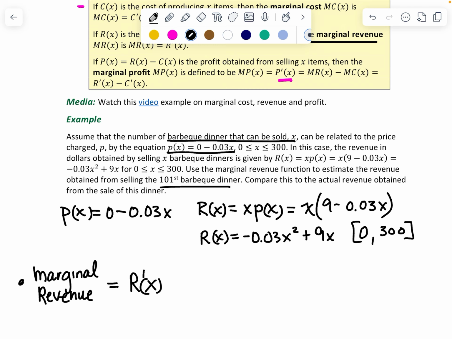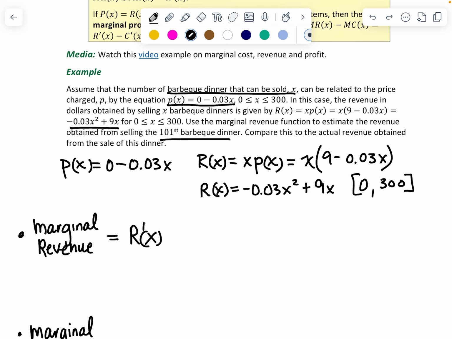So in this case, the revenue in dollars obtained by selling X barbecue dinners is given by R of X is equal to X times P of X, which is equal to X times (9 minus 0.03X), and now we have a quadratic. You can see that I have that right here. But that's only defined from 0 to 300. Use the marginal revenue function to estimate the revenue obtained from selling the 101st barbecue dinner. Compare this to the actual revenue obtained from the sale of this dinner.